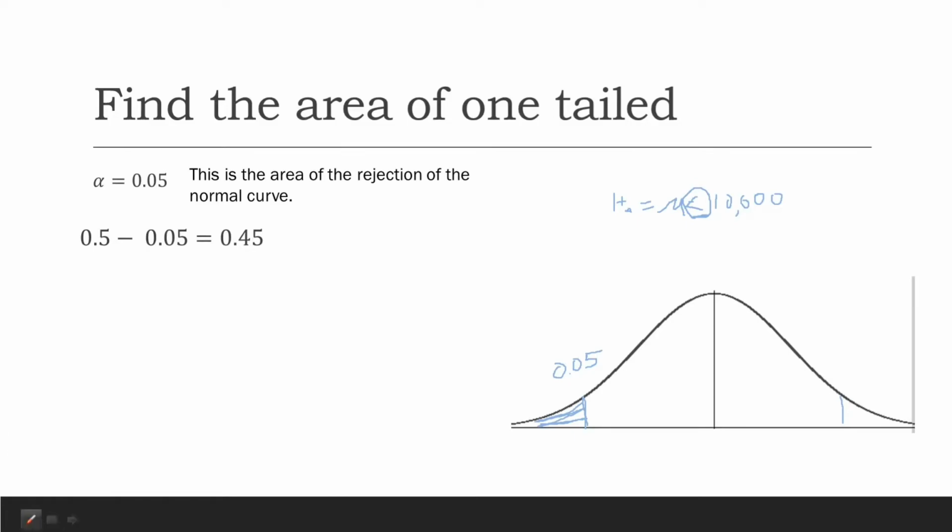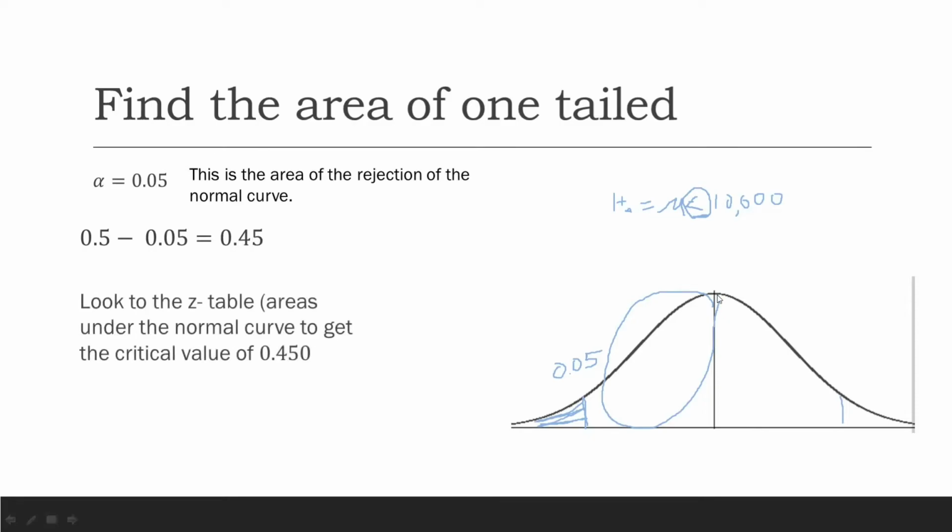So, next is to get the area of this part. Yung area natin sa non-rejection area, which is dito sa part na to. Kailangan natin hanapin yung area niya. So, therefore, 0.5 minus 0.05 is equal to 0.45. Or pwede natin gawin ay 0.450.